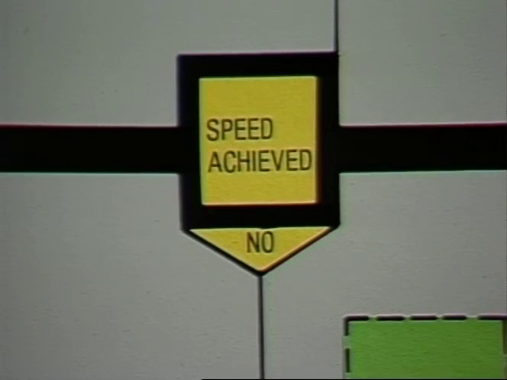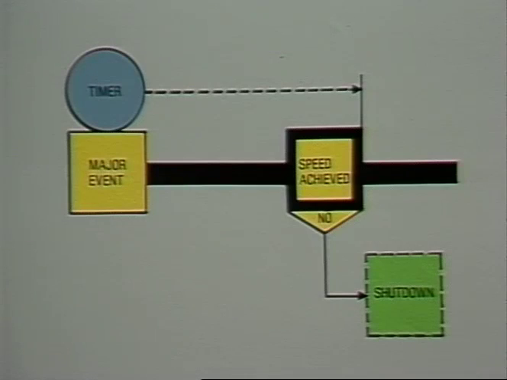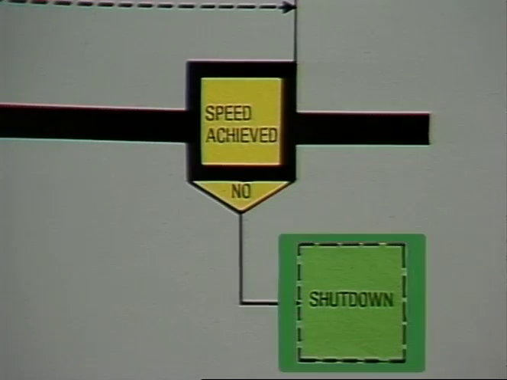A yellow block with a broad border signifies a critical speed set point. When any yellow block has an arrow, such as this example, this means that a decision must be made whether the requirement in the block was met or not. In this example, if a minimum speed was not achieved by the time the timer times out, a package shutdown will result.